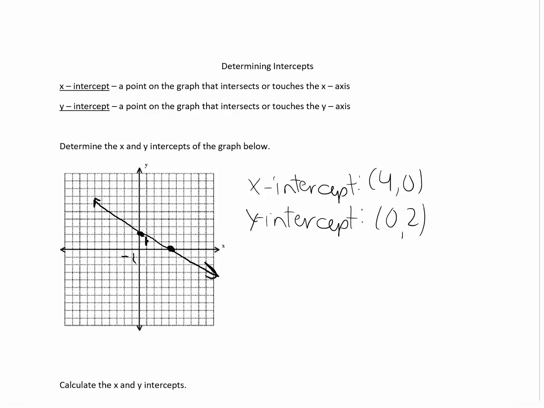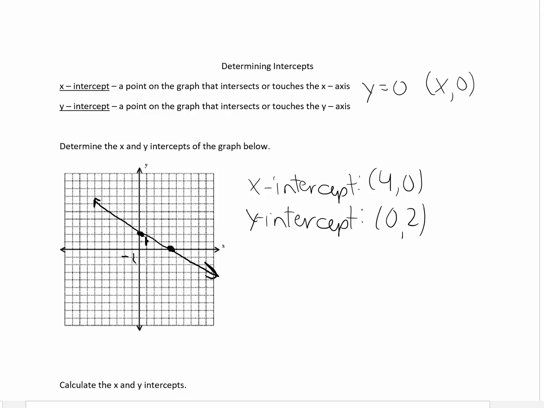Now, let's take a look at some of the points on the x-axis. This point here, (1, 0). This point, (2, 0). This point, (3, 0). This point, (4, 0). What do they all have in common? The y-coordinate is 0. So with the x-intercept, we know y is 0, and I can write it as an ordered pair (x, 0).